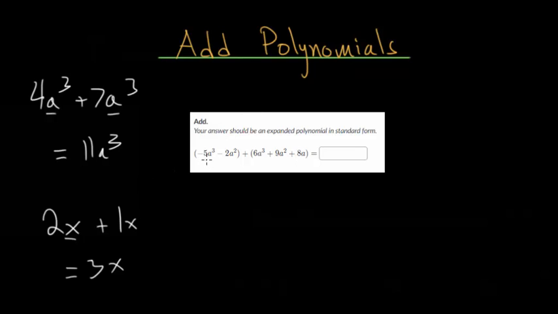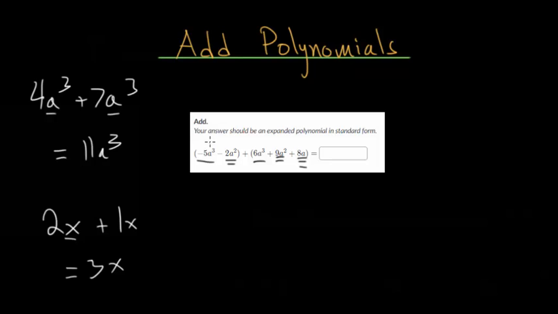So what I like to do is generally either an underlining method or using letters just to keep everything organized. So I'll use underlines first. So the cube terms, I'm going to use 1 underline. The square terms get 2. And we just have 1 term with an a to the first power. So I'll put 3 for that one.